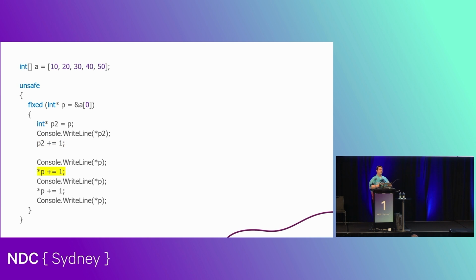Below, we're doing something different. We're using that original pointer that points to the first array item, and instead of changing the address, we're now changing the value that the address is pointing to. So we're dereferencing P, adding 1, and our Console.WriteLine will now print 11 instead of 10.